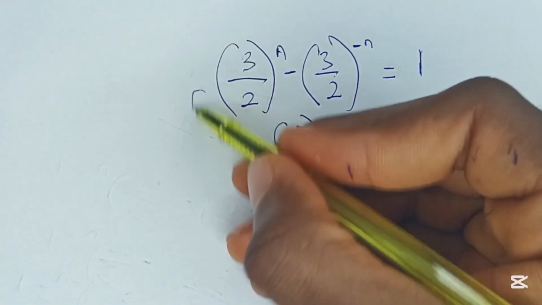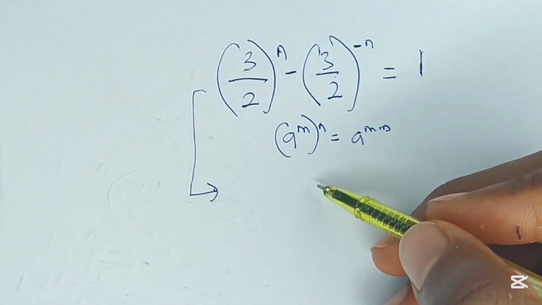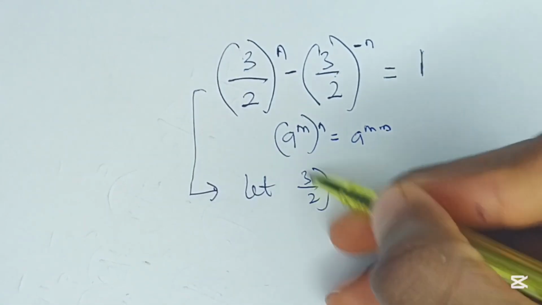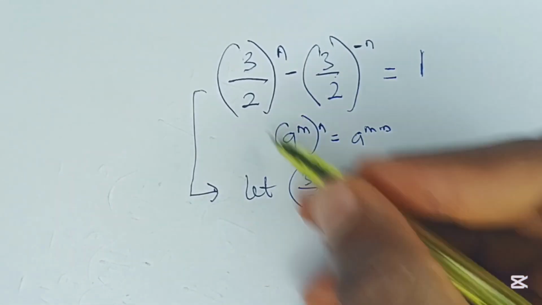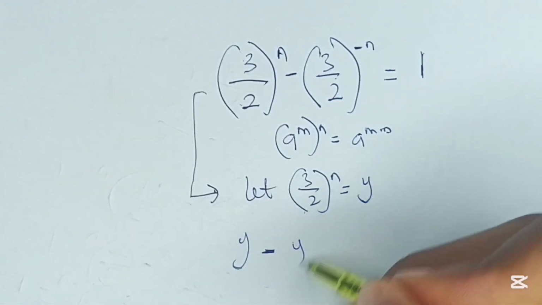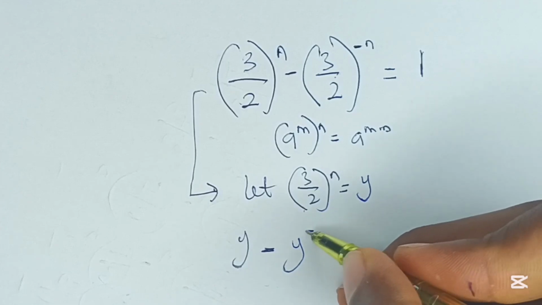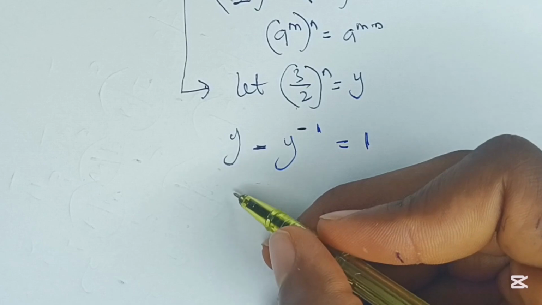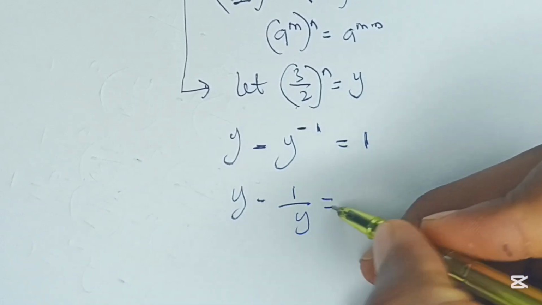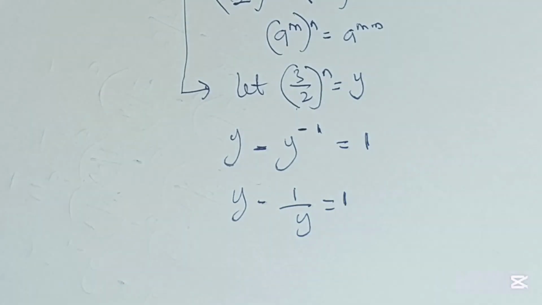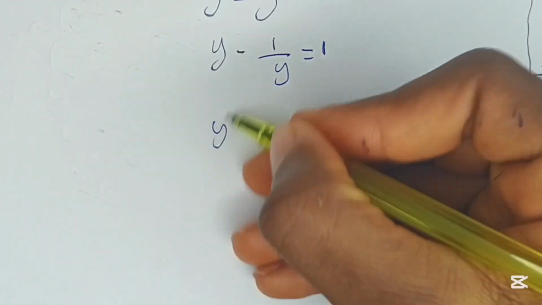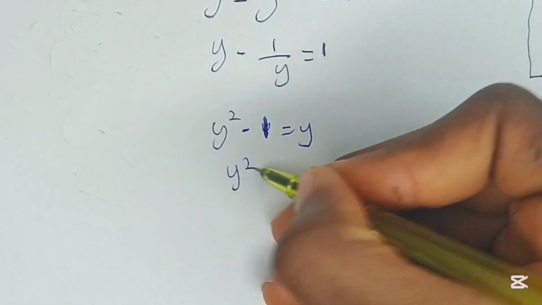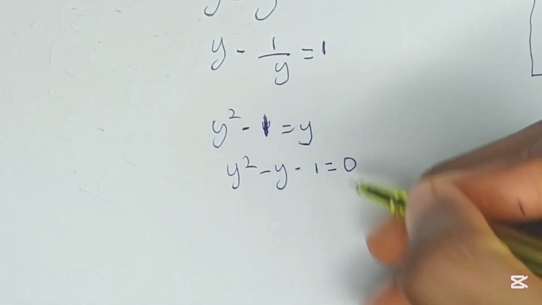Now we can bring this down by letting 3 over 2 all raised to the power of n be equal to y. So from here you have y minus y raised to the power of minus 1 is equal to 1. This becomes y minus 1 over y is equal to 1. Multiplying each term by y, you have y squared minus 1 is equal to y. So y squared minus y minus 1 is equal to 0.